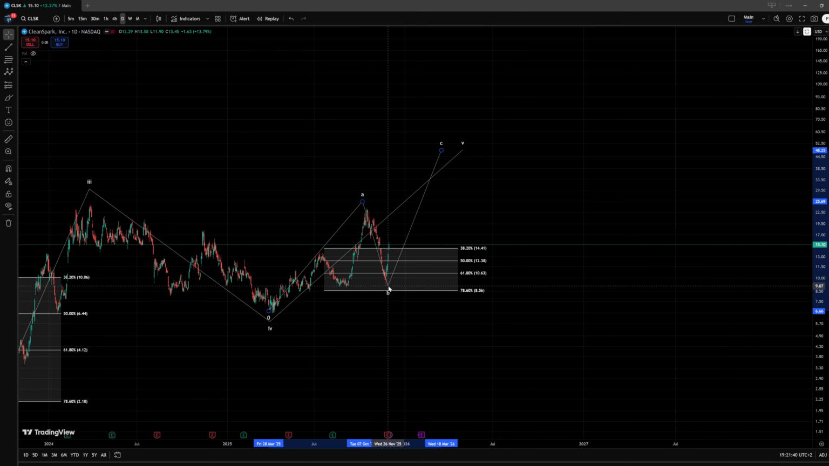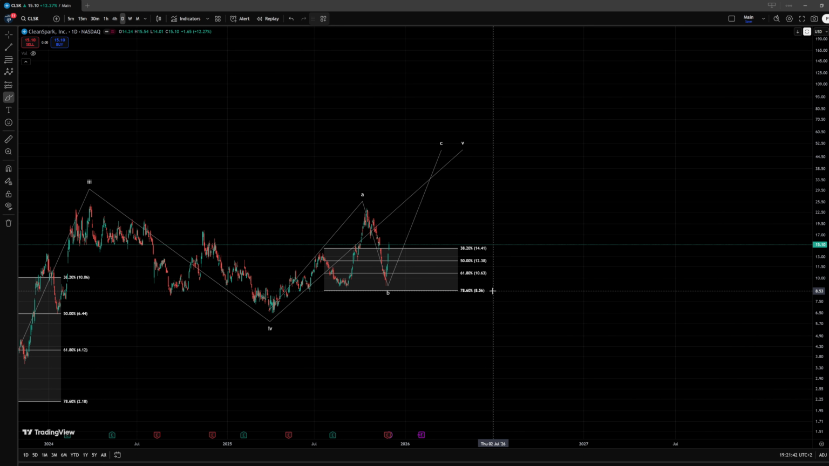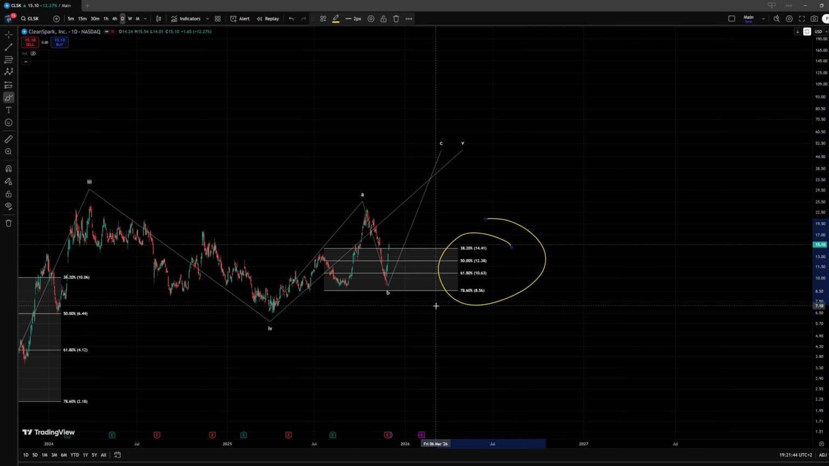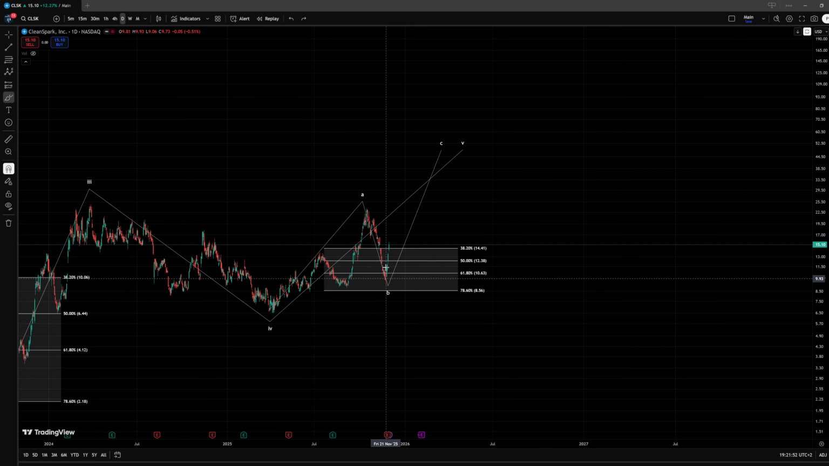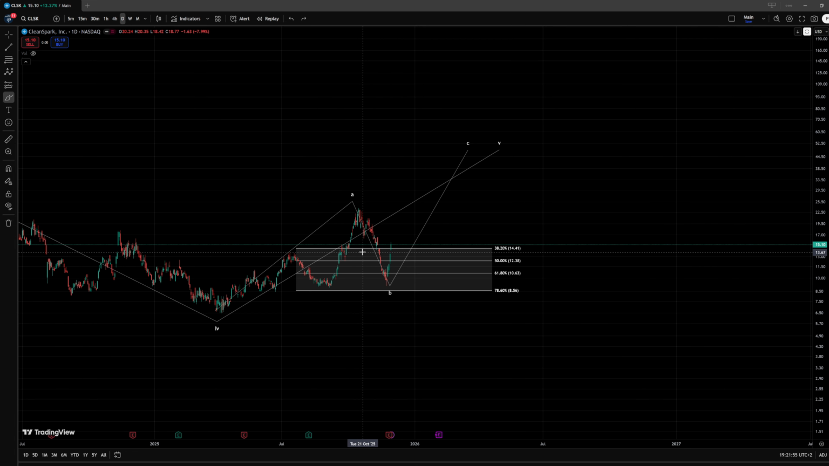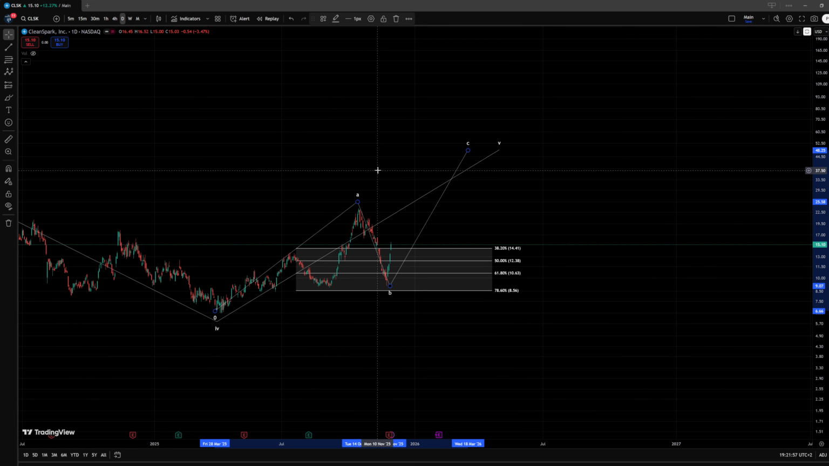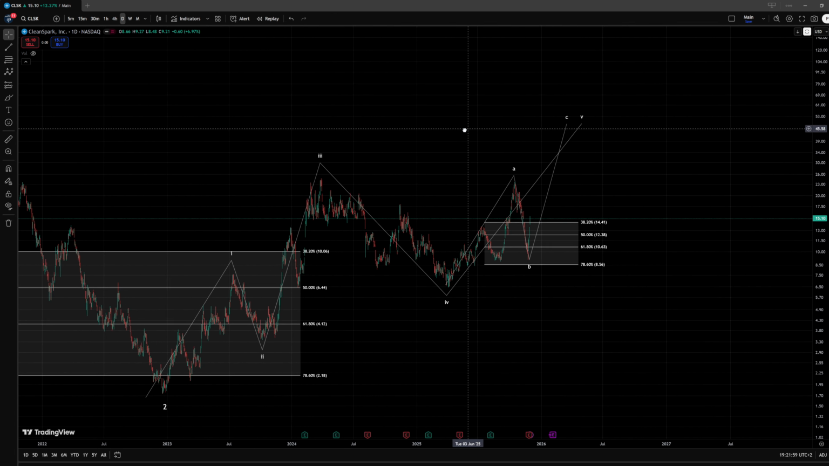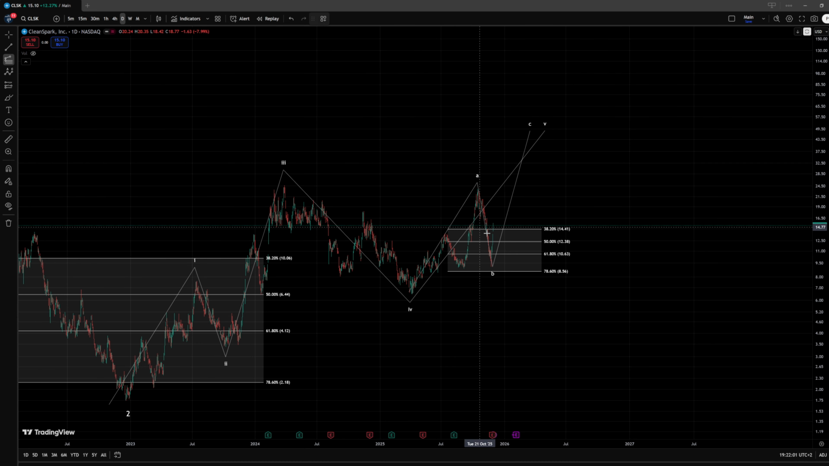But if it does, we would like it to ideally hold above the levels of support. We would like it to not break the 78.6% retracement, which so far it hasn't, and it has already even pushed outside the area of support, indicating already that this structure to the downside, this wave B, is likely complete.